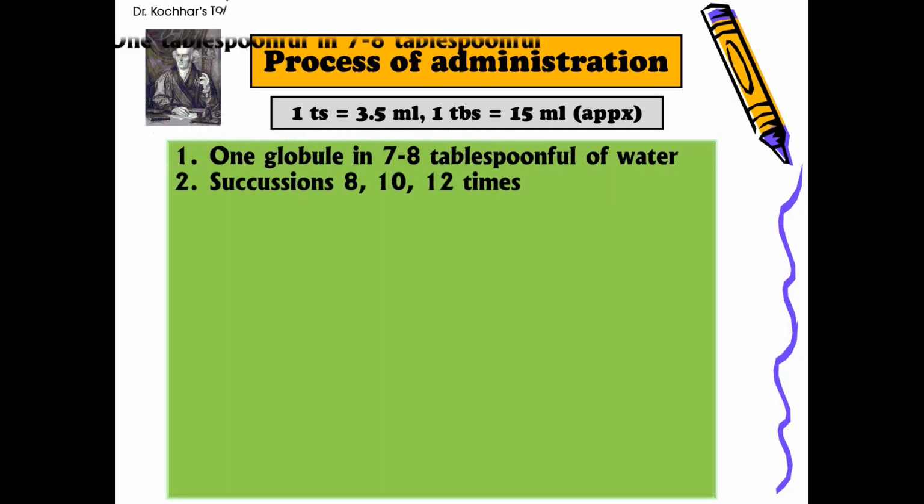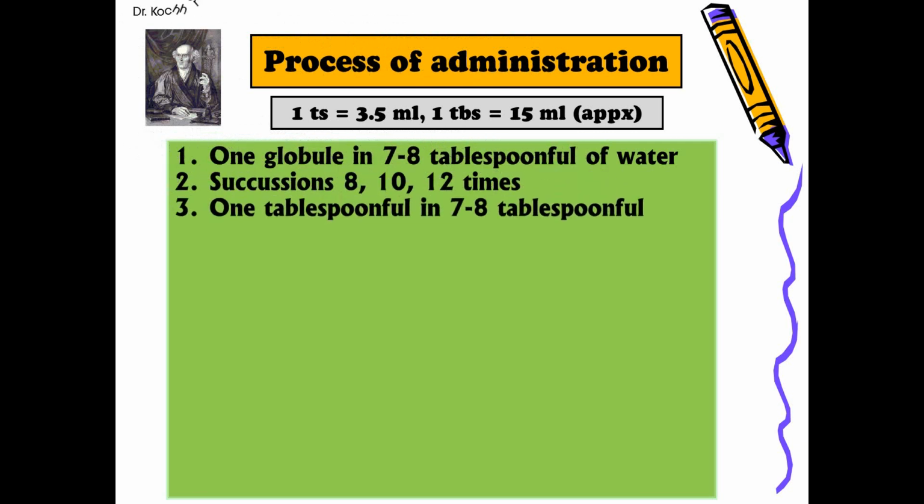So here remember one thing, I have written here 1 teaspoon is equal to 3.5 ml. Because teaspoon nowadays is an outdated measure. So it is 3.5 ml. You can ask the patient to take 5 ml. And 1 tablespoon is equal to 15 ml, because in fact teaspoon is 3.75. So it is rounded to 3.5. Now 1 globule in 7 to 8 teaspoonfuls of water, says Hahnemann.